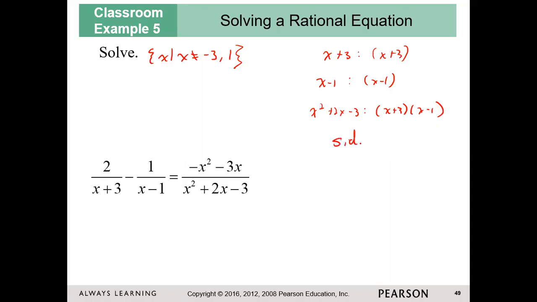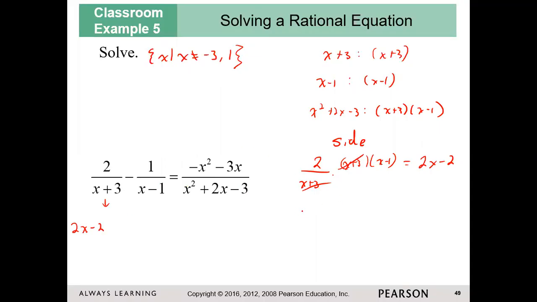Now let's bang out the side work. So 2 over x plus 3, when you multiply it by the LCD, x plus 3, x minus 1. Boom, boom, those cancel, and you're left with 2x minus 2. So of course, you need to distribute the 2 into the x and the negative 1. So this is going to be 2x minus 2.